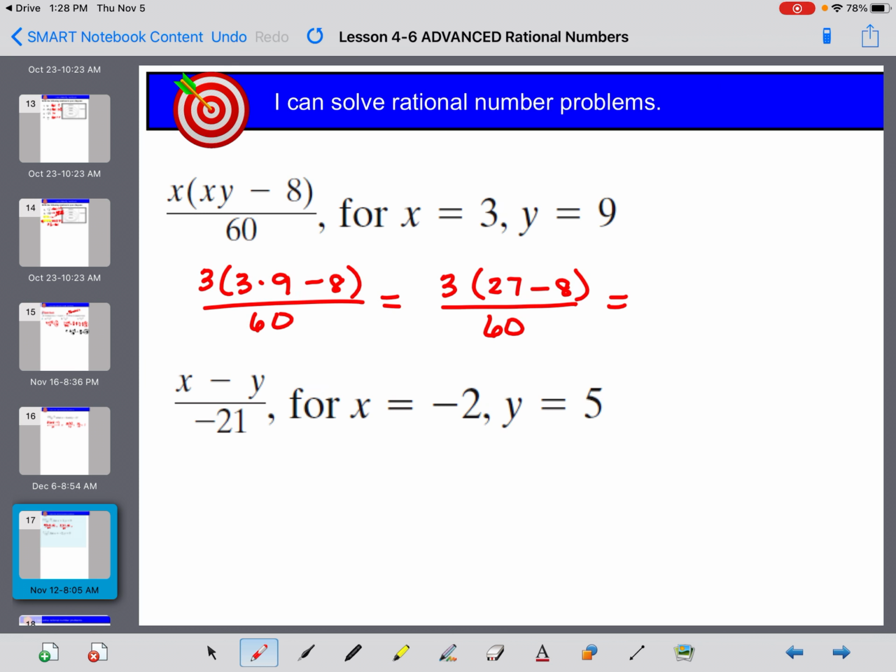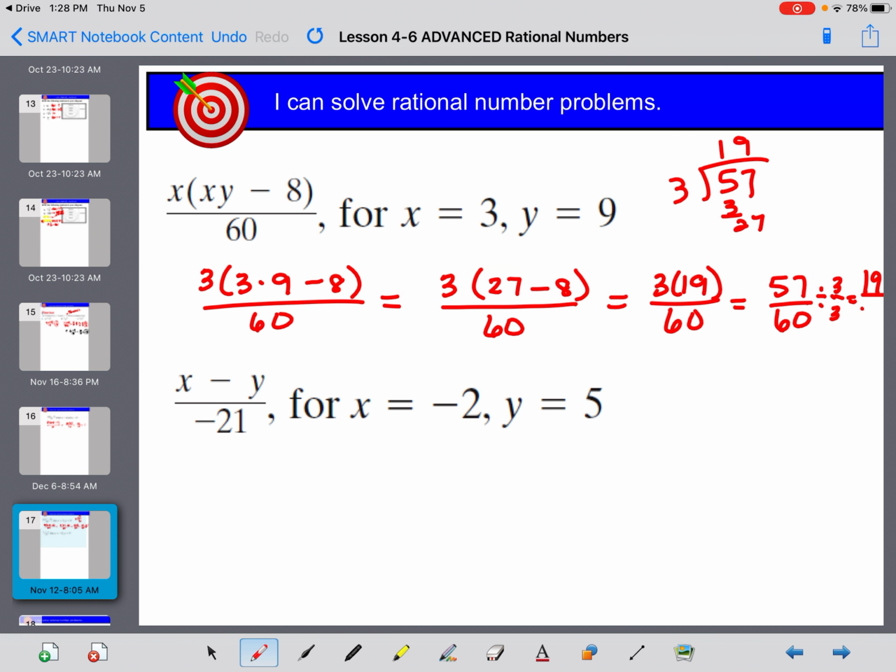All right, so I substituted the numbers in, and now I'm solving using the order of operations. Inside the parentheses, you use order of operations. 27 minus 8, I get 19. 3 times 19 all over 60. 3 times 19 is, 3 times 10 is 30. 3 times 9 is 27, so 57. And then I should be able to reduce these. So 57 divided by 3. If I divide the numerator and the denominator by 3, I get 19/20.